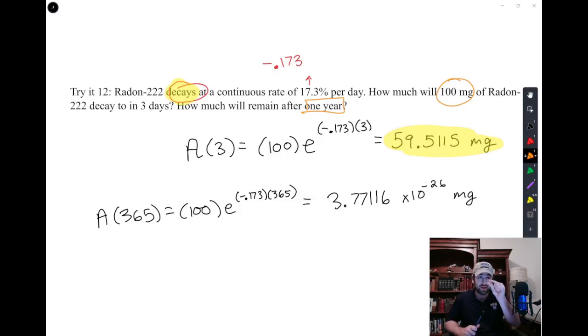Sure, there's still a little bit left because matter's not going to be able to be destroyed, and we're never going to go down to zero by decreasing because there's an asymptote at y equals 0 for the exponential function. But it gets really, really, really small after a year.